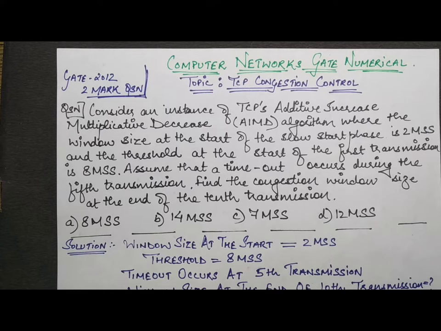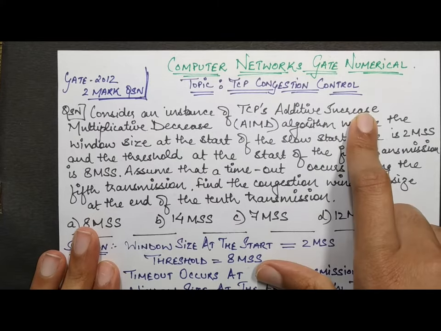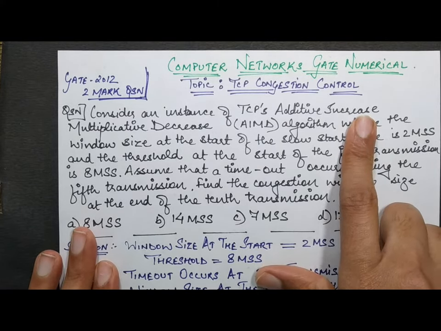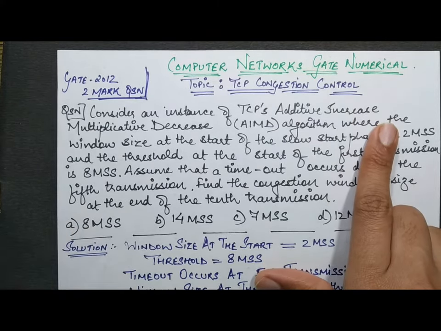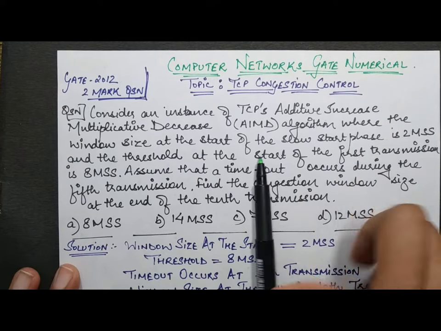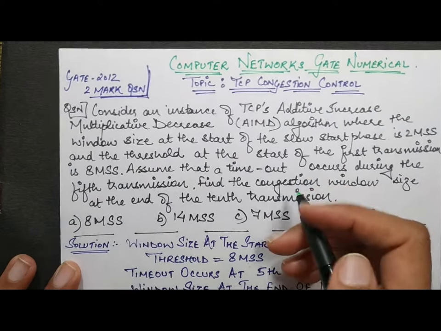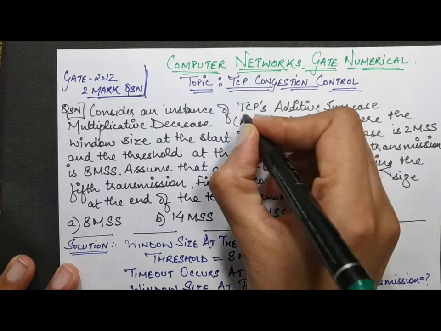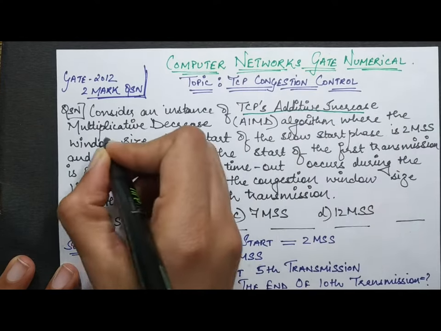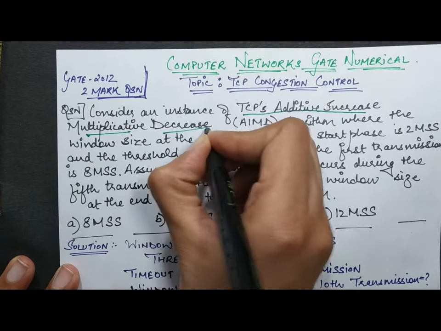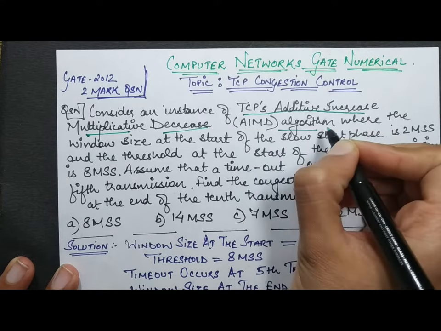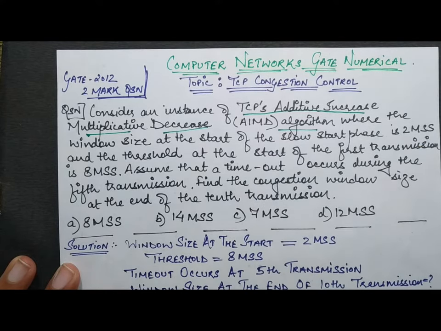It says, consider an instance of TCP's additive increase, multiplicative decrease. Hope you have already studied this concept. It is a very important concept. If you do not know this algorithm, you will get some basic idea when I solve this numerical, which is the basic understanding required when solving it.